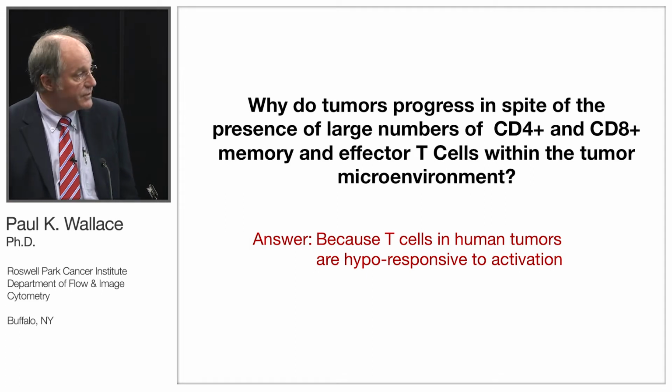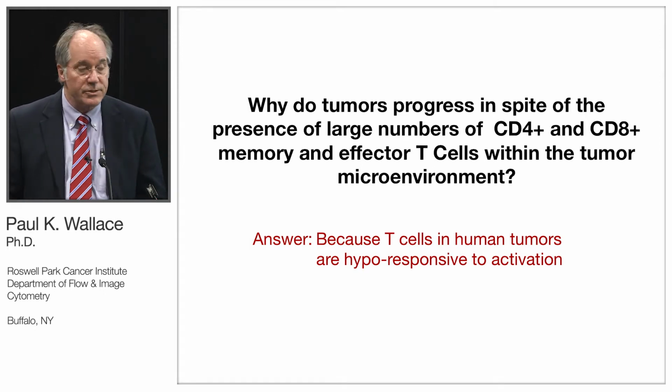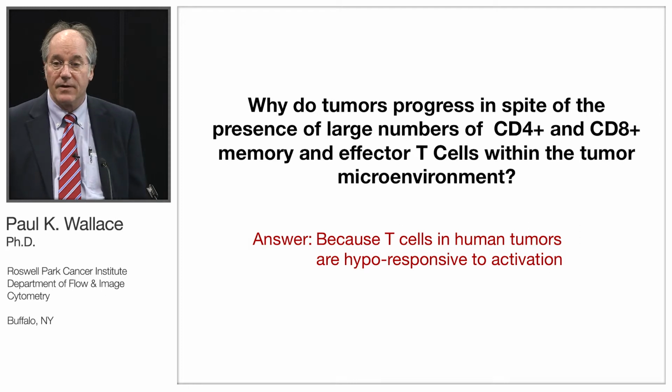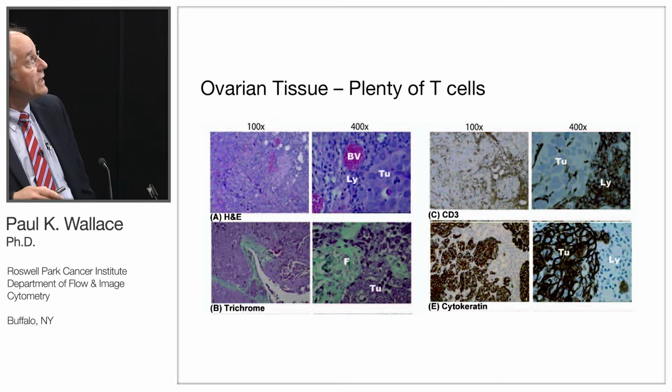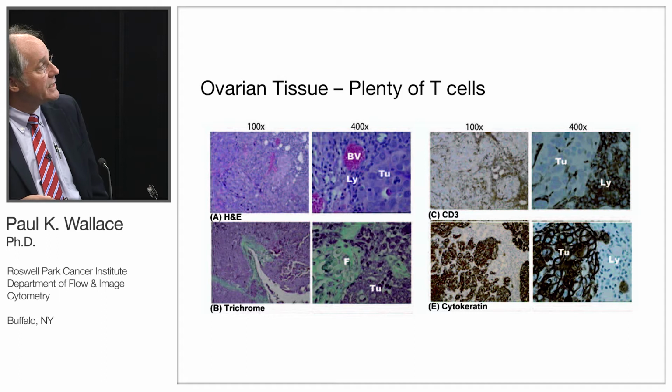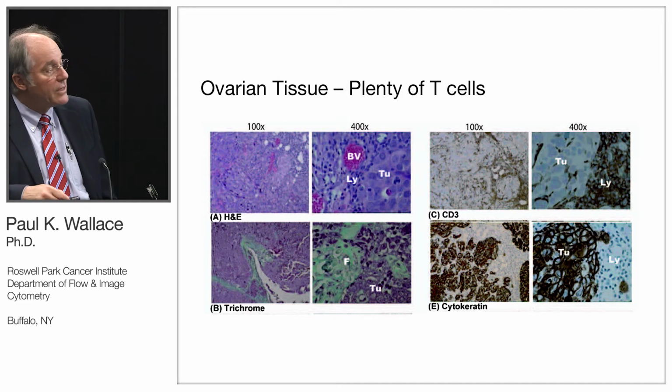So I think most of you know that the answer is that the T cells within those human tumors are anergic or hyporesponsive to activation. And so there's plenty of T cells. If you look at an ovarian tissue, we have a lot of lymphocytes here. Here's our tumor. In just the trichrome, you can again see the tumor. And if we look at either a CD3 or cytokeratin, you can see lots of lymphocytes, lots of CD3 positive T cells, as well as the tumor. And they're really in juxtaposition.